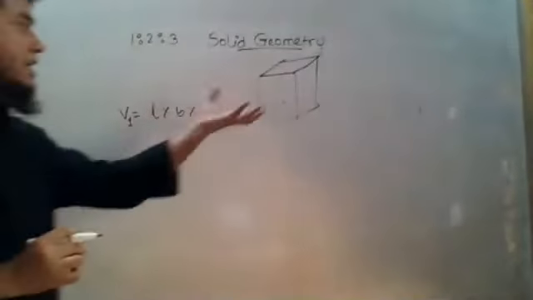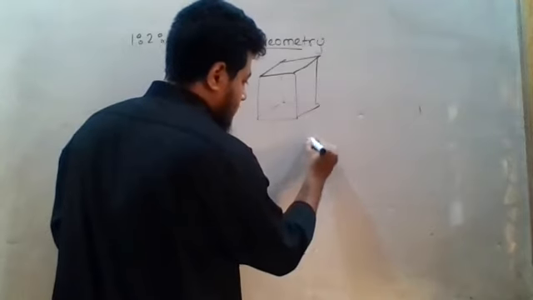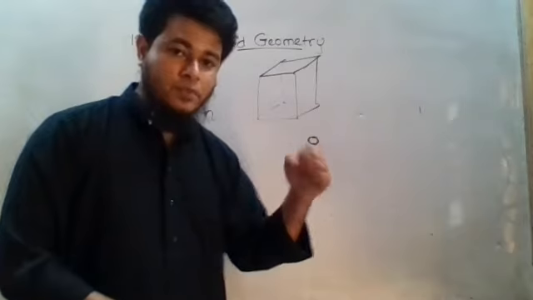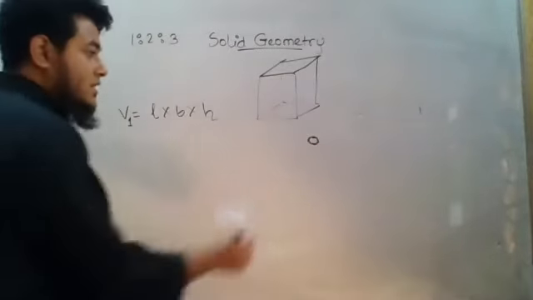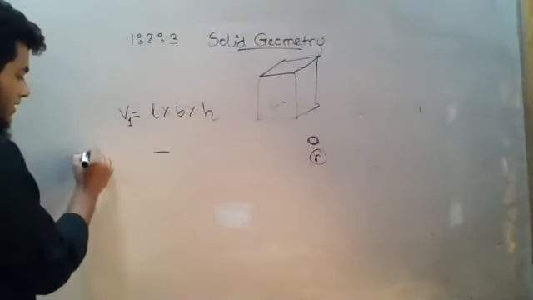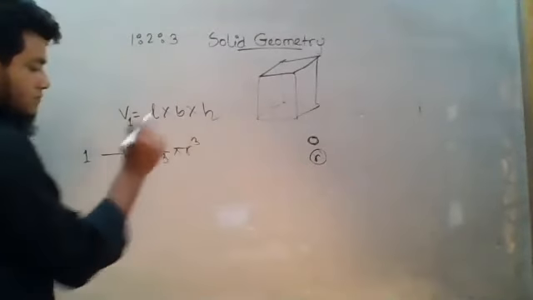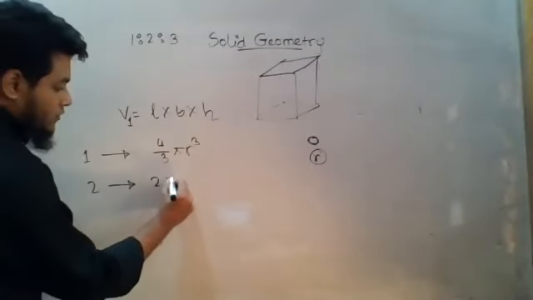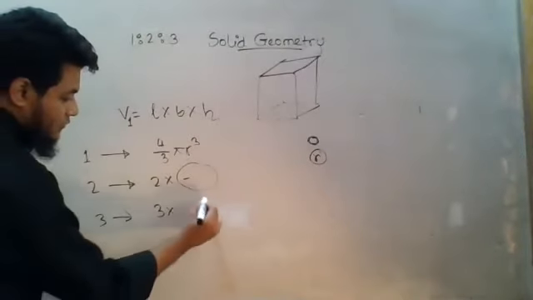Now I have melted it, and now I am making spherical shots. Like this little ball, there are several. So what will be the volume of one spherical shot? If I consider that the radius is r, then the volume of only one spherical shot is going to be 4 by 3 pi r cube, right? If I make 2, then the volume will be 2 into 4 by 3 pi r cube. If I make 3, then it will be 3 into 4 by 3 pi r cube.